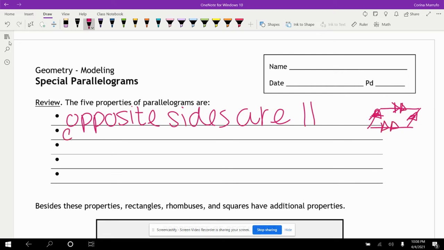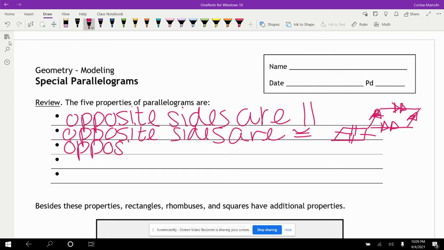Okay, so not just that, but the opposite sides are, and I'm going to use the symbol for congruent. So when we have our parallelogram, this side is the same as this side, and this side is the same measure as this side. Okay, the next one is opposite angles are congruent. Okay, so I keep messing that up. So this angle here is the same as this angle, and this angle would be the same as this angle.